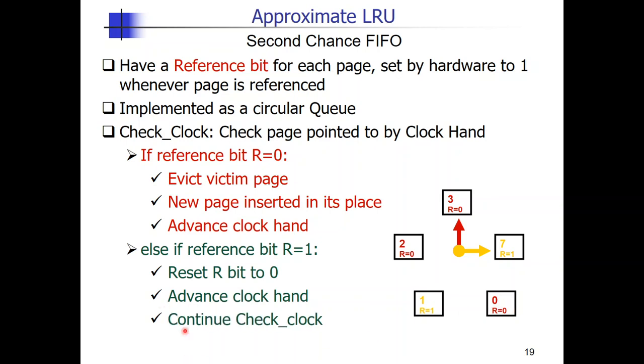And we continue to go through that routine of check clock. So this is your second chance FIFO. We are giving 2 chances before we throw away a page. So this is another approximate LRU scheme that we see in implementation very often.